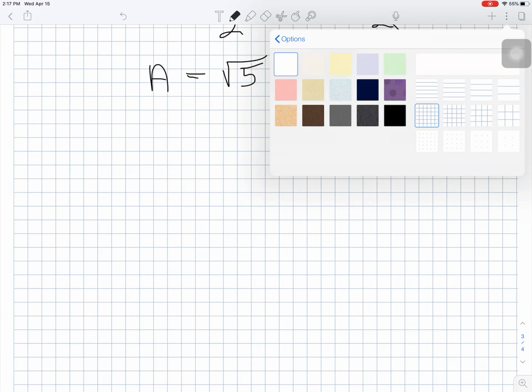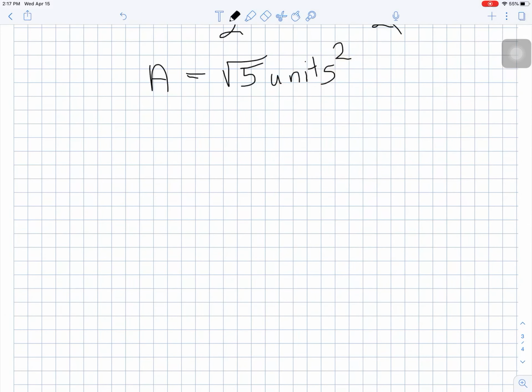Now C is asking us to draw one of these guys. So it says, what is the perimeter and area of a square with vertices at (2, 0), (0, 2), (-2, 0), and (0, -2). So let's just put a little XY axis here. Okay, so here we go.